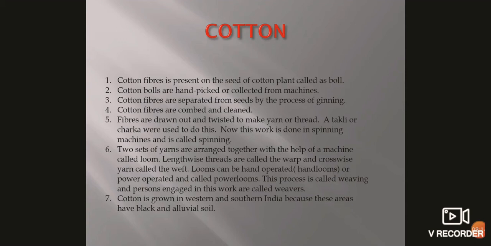Where is this cotton fiber present? Cotton fiber is present on the seed and we call this the boll. When the bolls are matured or the cotton fruit is matured, it bursts open. At this stage, it is hand-picked or it is collected through machines. First, we need to separate the fiber from the seed. This process is called ginning.